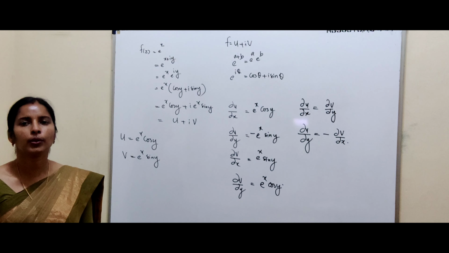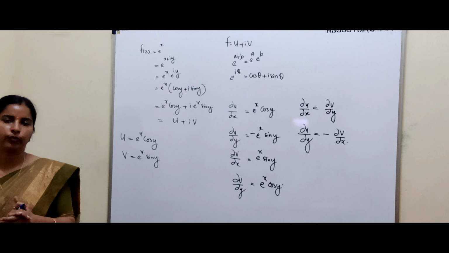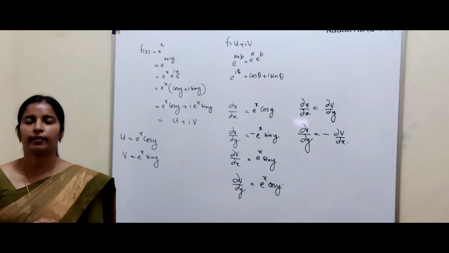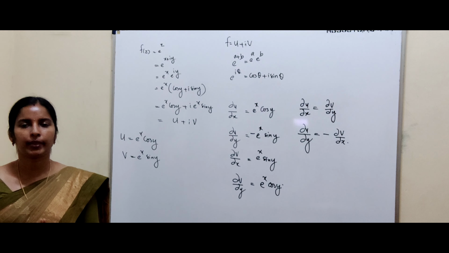Similarly, the previous function cos z is also an entire function. If a function has no singularity, we can say it is an entire function. That means it is analytic everywhere. That is, it is analytic in the entire complex plane.